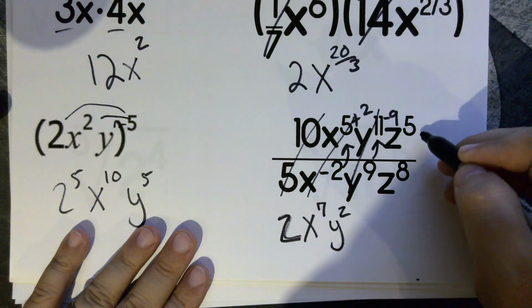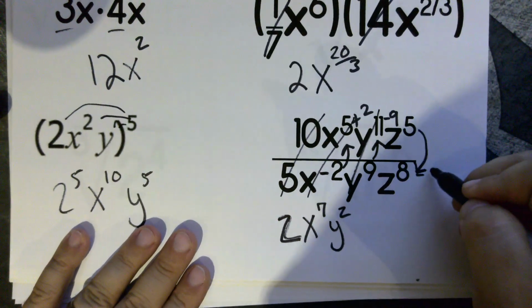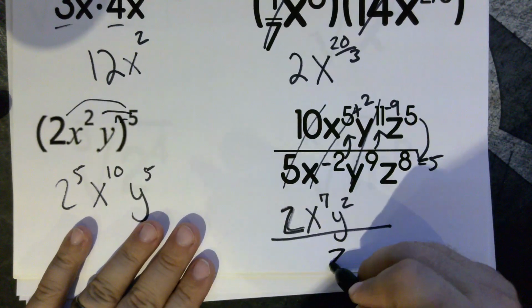And then finally we've got z to the 5th over z to the 8th. 5 is smaller than 8. So we're going to move the 5 down and we're going to subtract that from the 8, which makes that on the bottom, make sure we put this on the bottom, z to the power of 3.